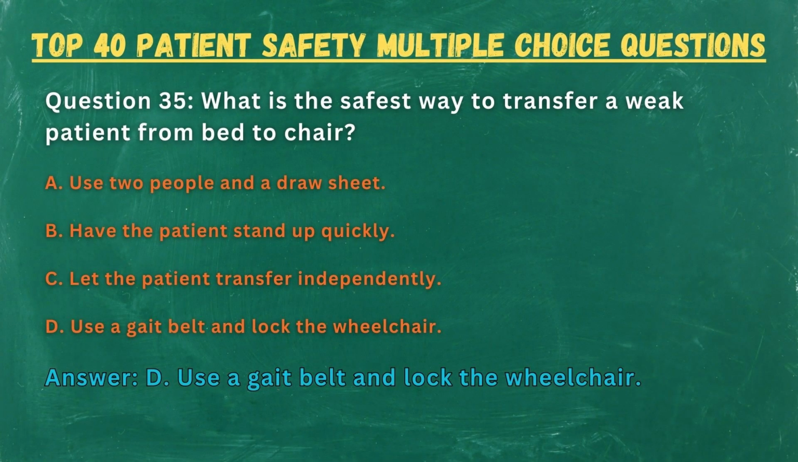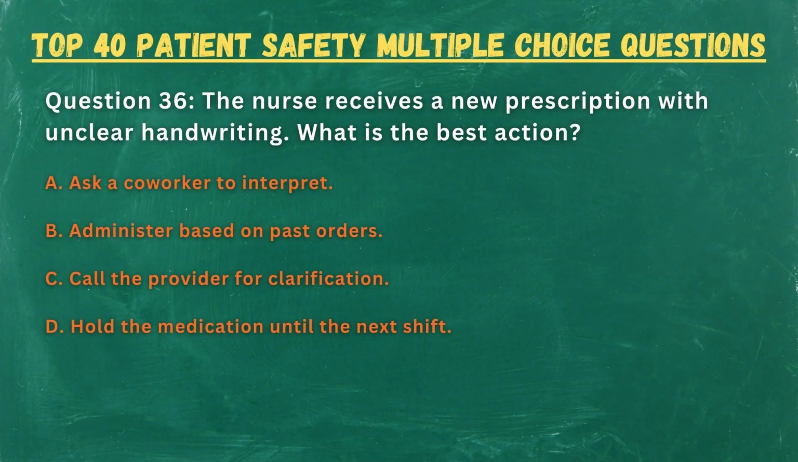Answer: D. Use a gait belt and lock the wheelchair. Question 36. The nurse receives a new prescription with unclear handwriting. What is the best action? A. Ask a coworker to interpret. B. Administer based on past orders. C. Call the provider for clarification. D. Hold the medication until the next shift.